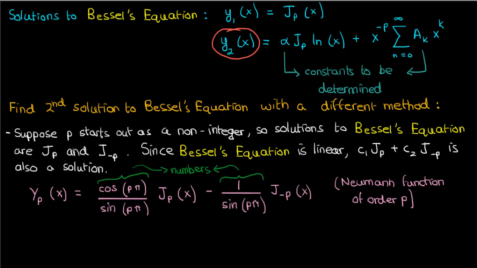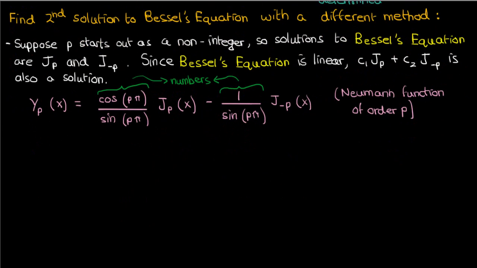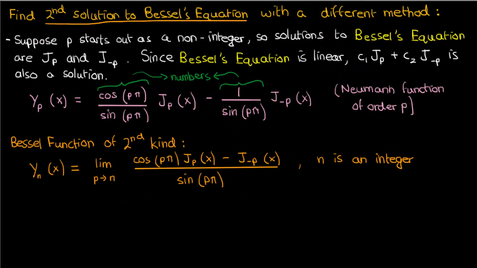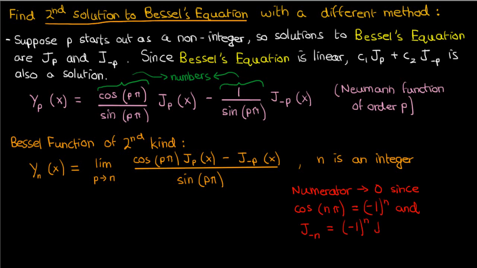Now, how do we get from the Neumann function of order p to the Bessel function of the second kind? Well, we just take the limit as p approaches an integer n. And that limit is going to give us the Bessel function of the second kind, which is also the second solution to Bessel's equation of integer order. Now, here's the thing. As p approaches an integer n, the numerator approaches 0 because of cosine n pi, as well as this property relating J_n and J_negative n. And the denominator also approaches 0 because the sine of an integer multiple of pi is 0.